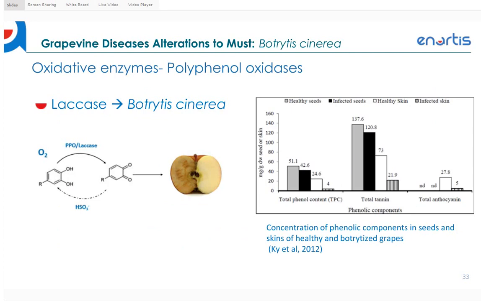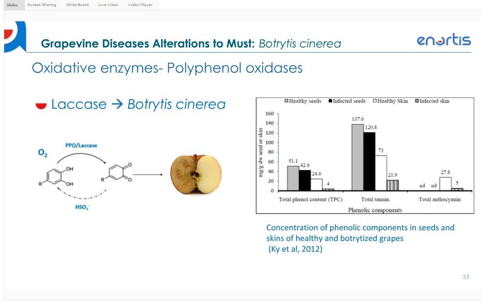So laccase directly oxidizes diphenols, and from there it can oxidize a wide spectrum of polyphenols, and it causes a cascade of catalyzed oxidation. It's quite a unique enzyme in that it can oxidize small molecules that in turn oxidize other compounds that wouldn't normally be a substrate for laccase. So there's this oxidative cascade with laccase, and these other compounds are called mediator compounds. So it's important to keep that in mind when controlling laccase.